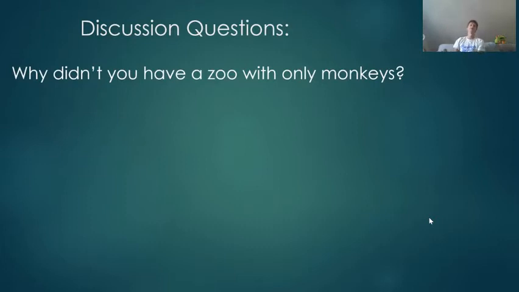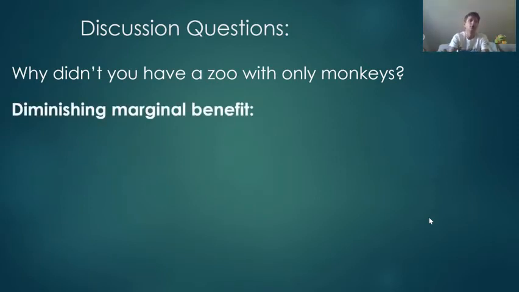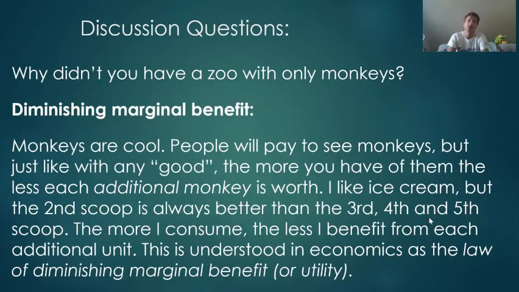Now, why wouldn't you have a zoo with just monkeys or any other one animal? And that's because you have diminishing marginal benefit. Now, let's face it, monkeys are awesome. People love monkeys. I love monkeys. But once you have a set of monkeys, you're pretty set. You don't need a whole lot more than what you already have. We call this diminishing marginal benefit. The more you consume of something, the less happy you are consuming it. We will revisit this somewhat frequently. But for now, let's just keep with the idea that the more you consume of something, the less utility you get from it.